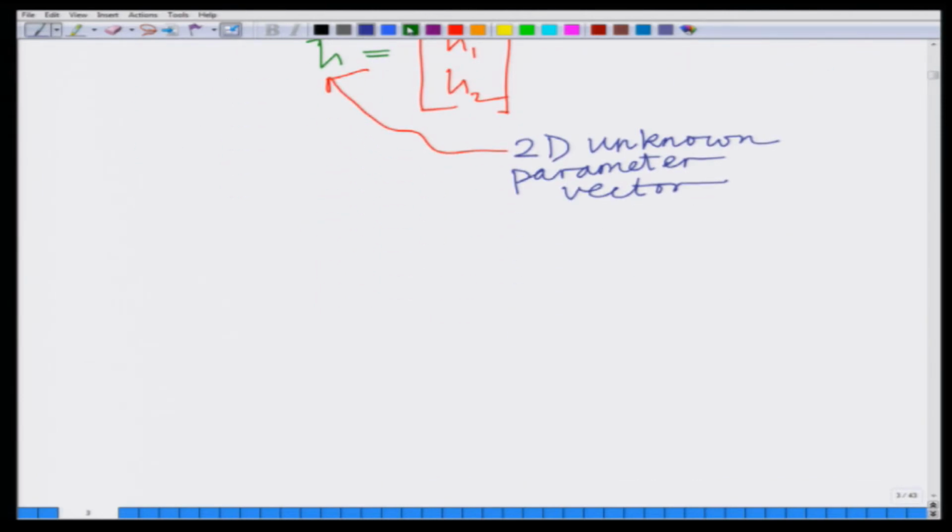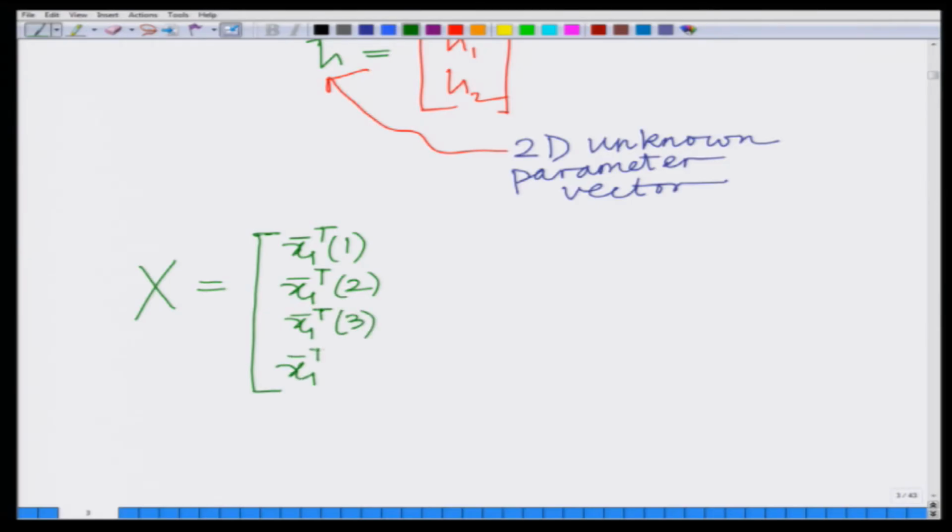Now, to find that estimate, let us first give x, which is basically your pilot matrix. Remember, this is x, which is your pilot matrix. So, let me write this clearly again. X is x bar transpose 1, x bar transpose 2, x bar transpose 3 and x bar transpose 4. This is basically your pilot matrix x.